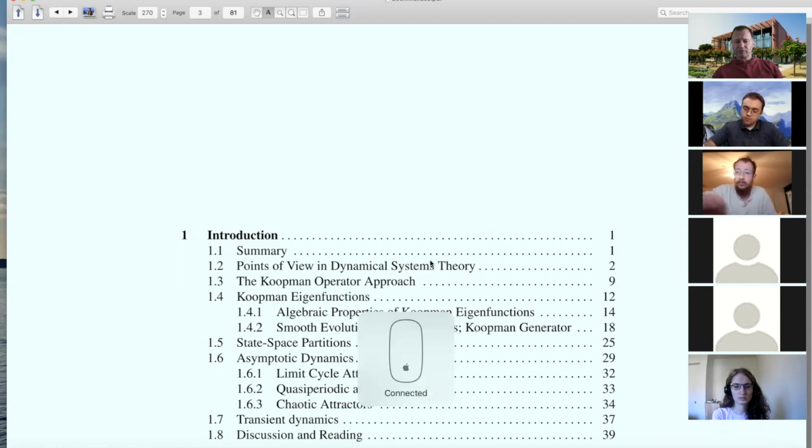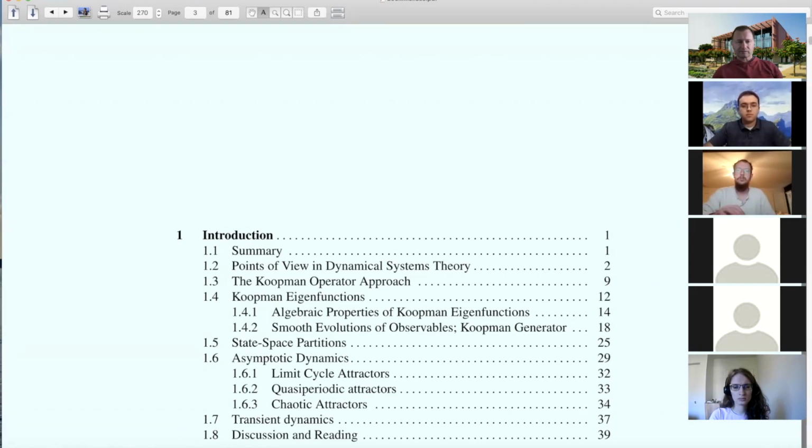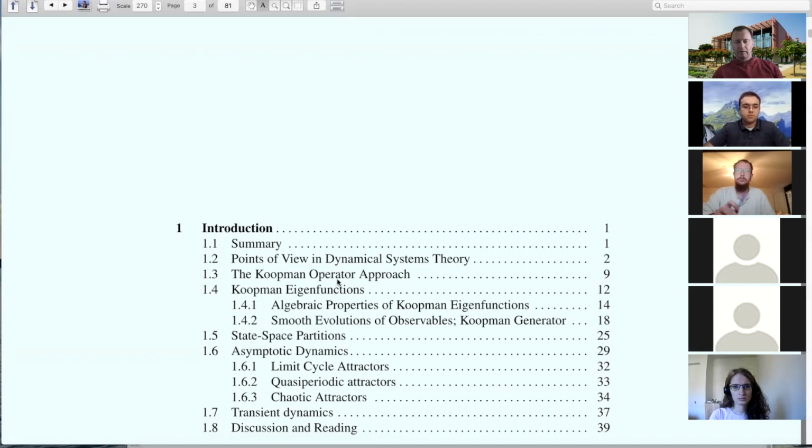We'll discuss points of view in dynamical systems theory with a view that we're going to introduce the Koopman operator approach right after that. Then we're going to spend some time talking about Koopman operator eigenfunctions. And in particular, we are going to be interested in some of what is called algebraic properties of Koopman eigenfunctions.